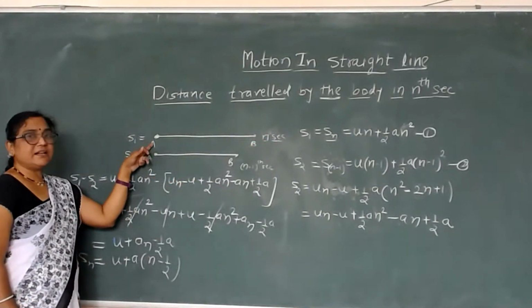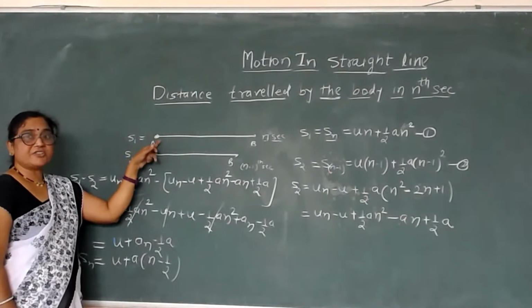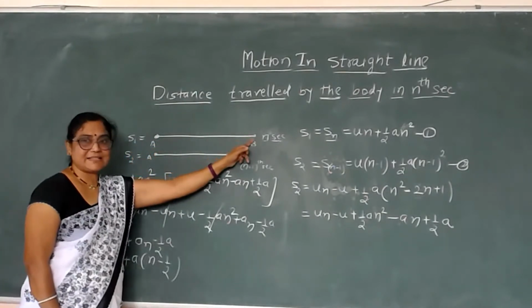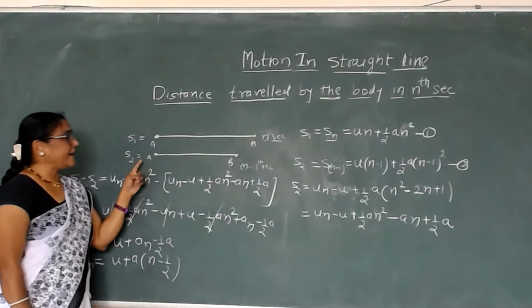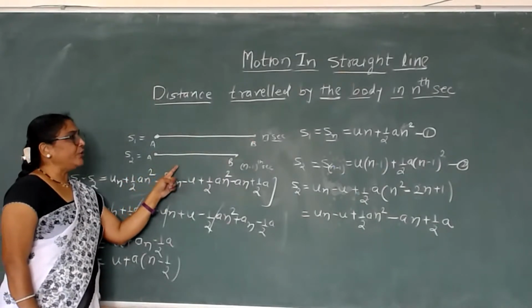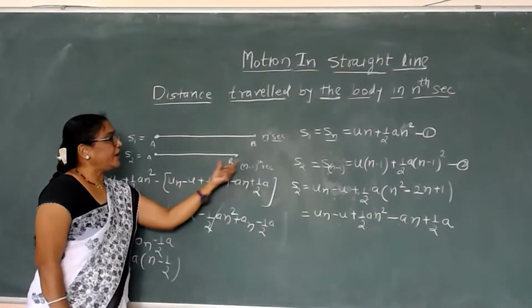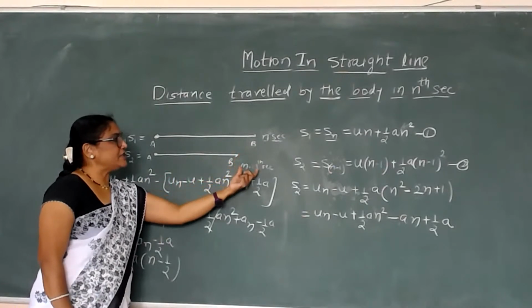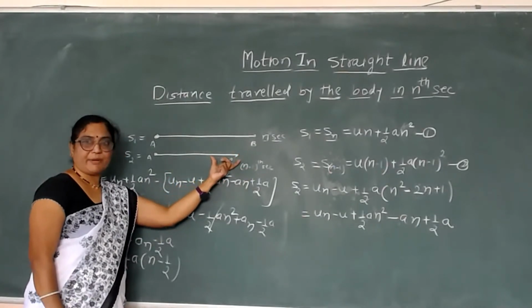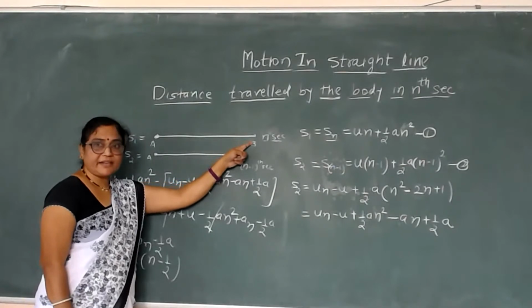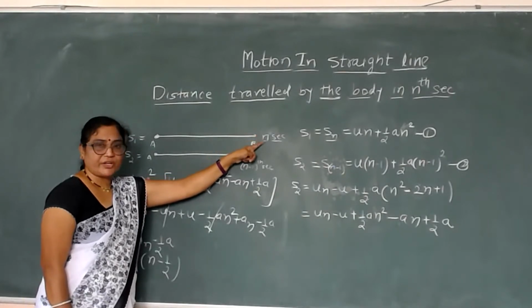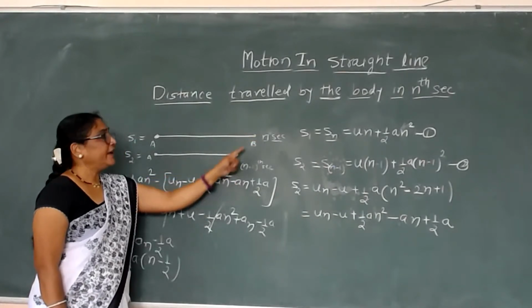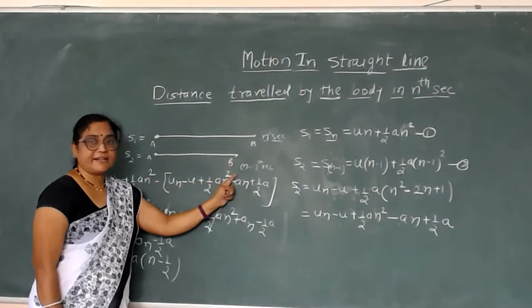So if we consider S1, that is the distance traveled by the body in the n second. S2 is equal to the distance traveled by the body in the last n minus 1. So this is the distance traveled by the body. Here the time is n. For example, if it is 10 here, then there it is 9; here 100 seconds means there 99 seconds.